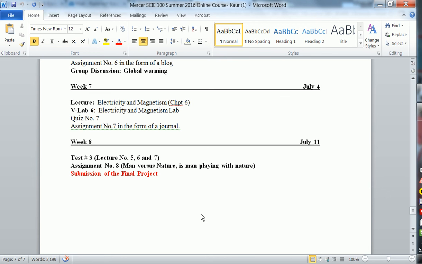And the most important thing, the last week will be the submission of your final project, which is worth 20% of your final grade, okay? This is a very, very important thing, because if you don't submit this, you lose 20% straightforwardly, okay? So these are the activities which will be in week 8.